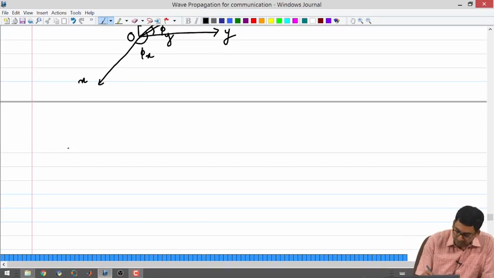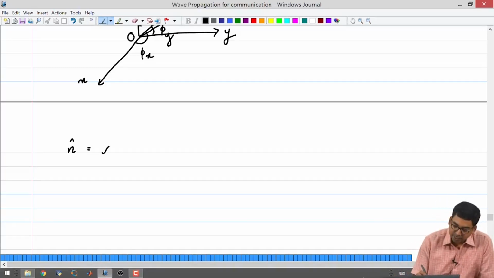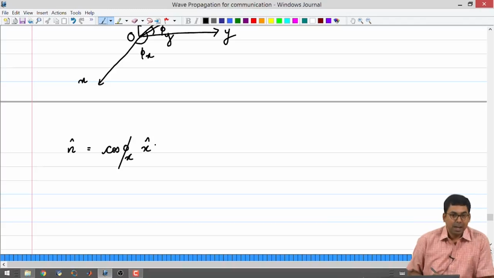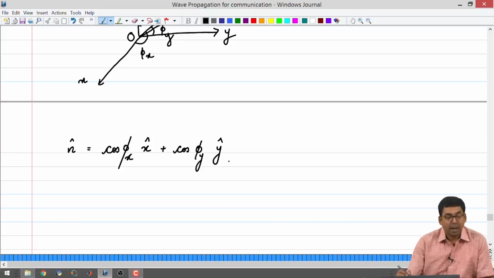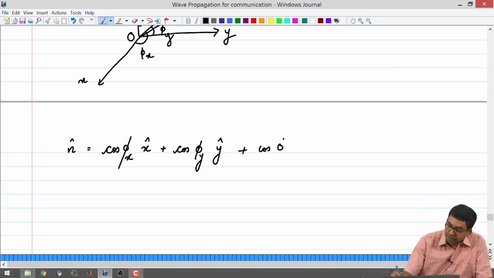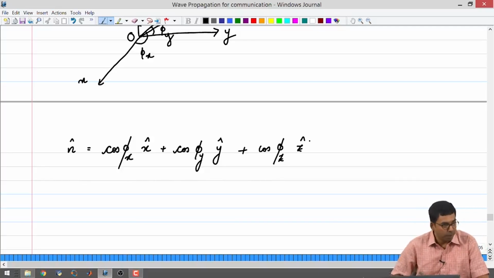n hat is the unit vector, we know how to write that. So, we can write this as cosine phi x x hat plus cosine phi y y hat plus cosine phi z z hat. So, this is the unit vector n, which describes the direction of propagation.